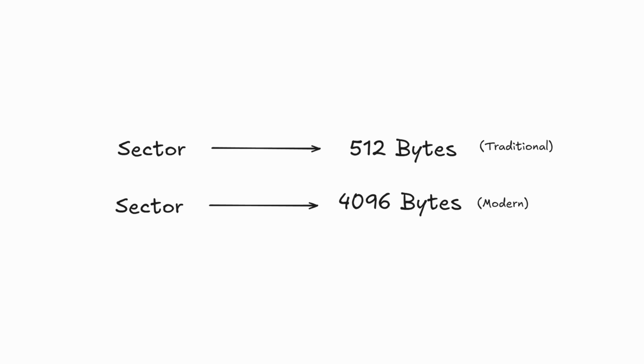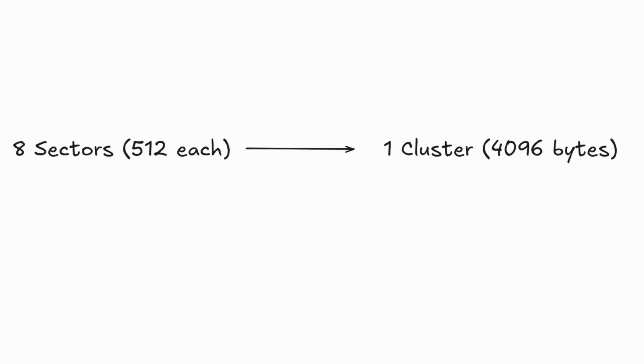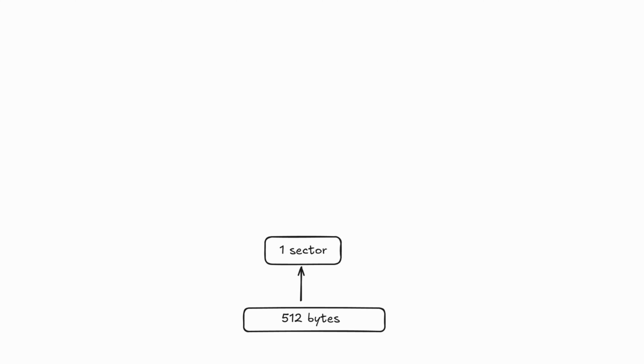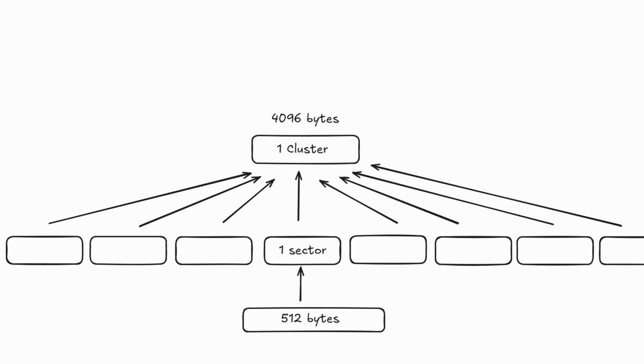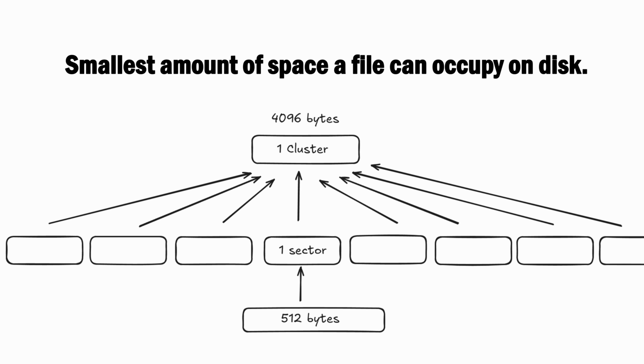Now again, disks don't usually allocate space one sector at a time. Instead, they group multiple sectors into something called a cluster. For example, 8 sectors of 512 bytes each is equal to one cluster of 4096 bytes. To summarize, 512 bytes combined create a sector, and 8 sectors combined create a cluster. And a cluster is the smallest amount of space a file can occupy on disk.